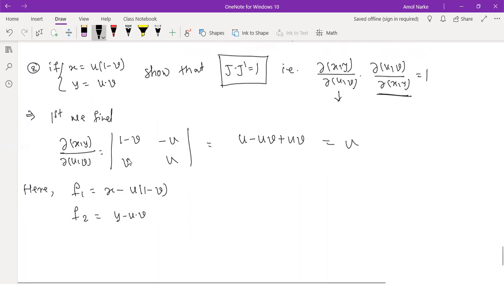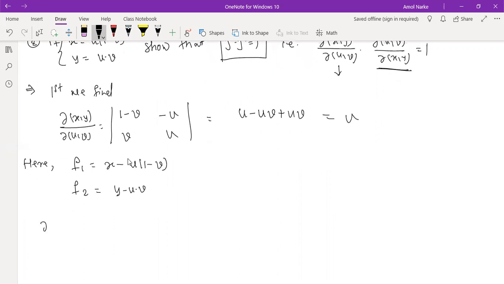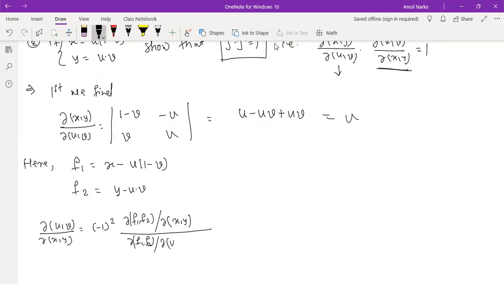Now use our formula. What is the formula? What we need to find? Jacobian of u comma v with respect to Jacobian of x comma y. So we have the formula minus 1 square into Jacobian of f1 comma f2 with respect to Jacobian of what here? Tell me. Here, uv or x and y? XY. X and y. Very good. And here again Jacobian of f1 f2 with respect to Jacobian of numerator uv.